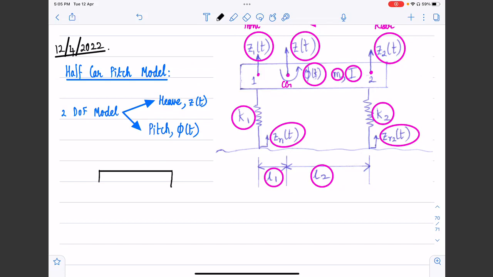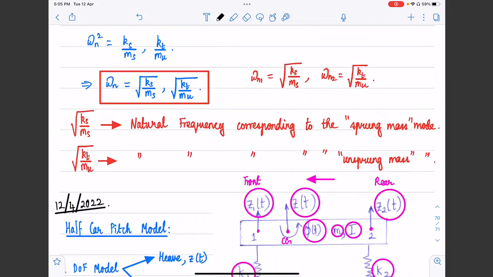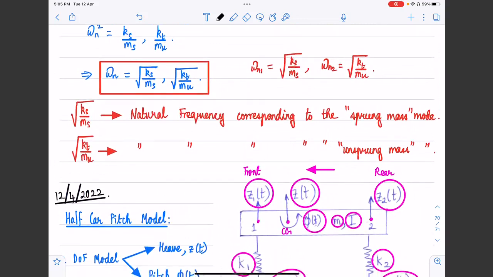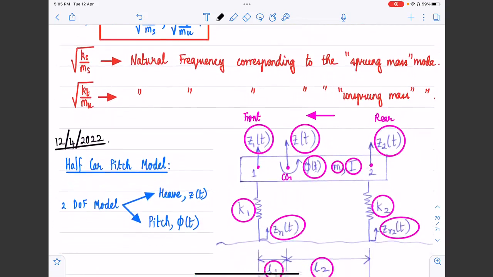Sir, before we continue, yesterday with the quarter car model, we were looking at only the heave motion, right? Yes. So yesterday's model was 1 degree of freedom.